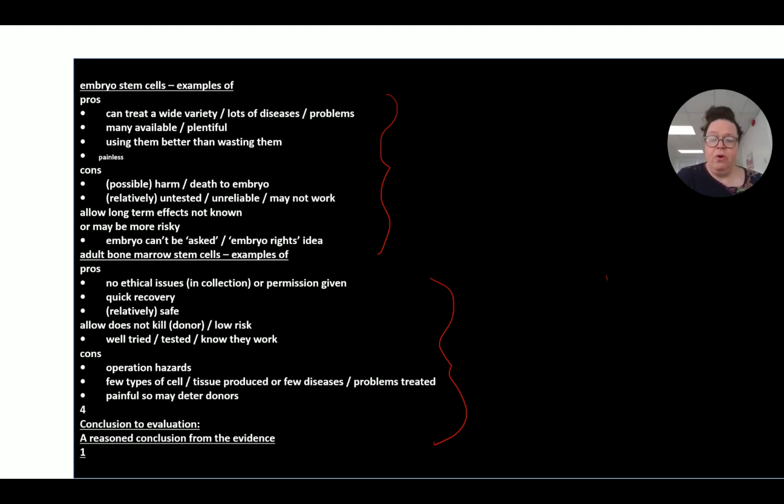Cons for adult bone marrow: operation hazard, so just risk of infection, things like that from the operation. We don't get many types of cells, so not many problems can be treated. And it is quite painful, so it may deter donors. If you're not using your own stem cells, you might be using somebody else's. And then we just need a little conclusion, and then that would give us 6 marks. So in these 6 mark questions, we don't have to write loads. We don't have to write essays. You can even bullet point them if you want. It's absolutely fine. I find it easier to do that.